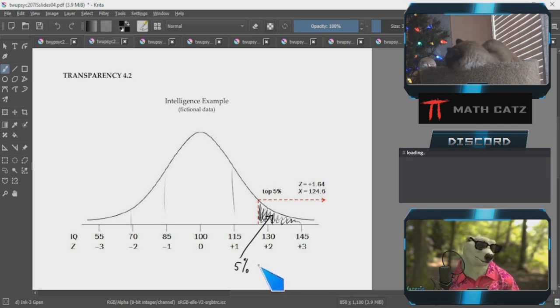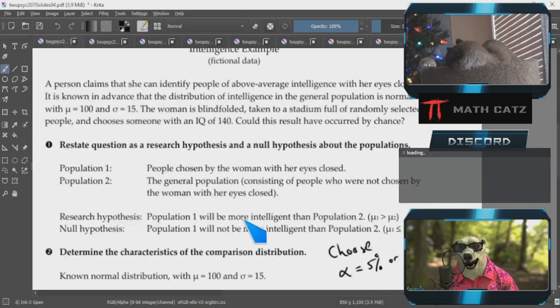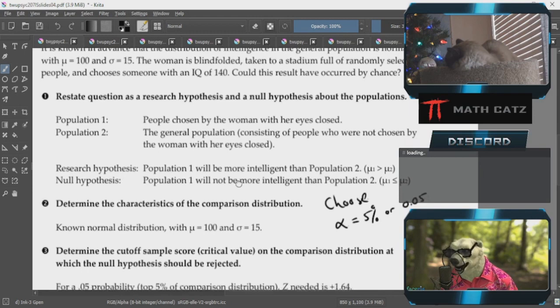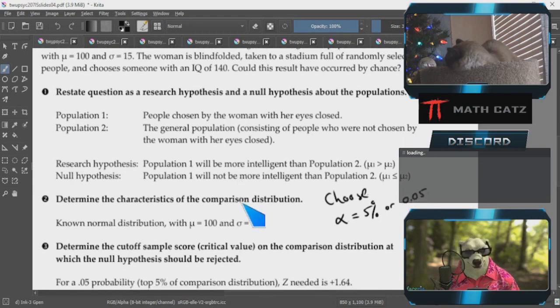That is a decision we have to make. We have to cut it off somewhere. So this is our cutoff. Otherwise, anything is technically possible, right? So this is how the system works. So in our comparison distribution, we make the decision. There we see the 0.05.